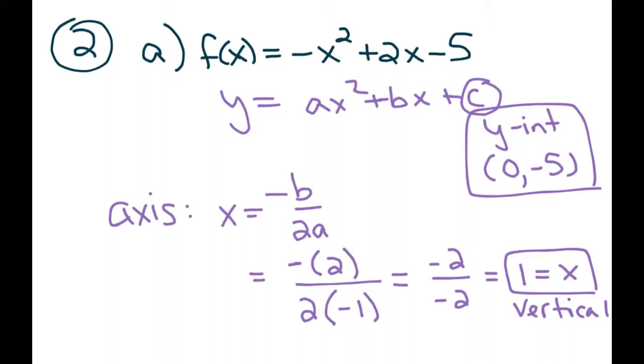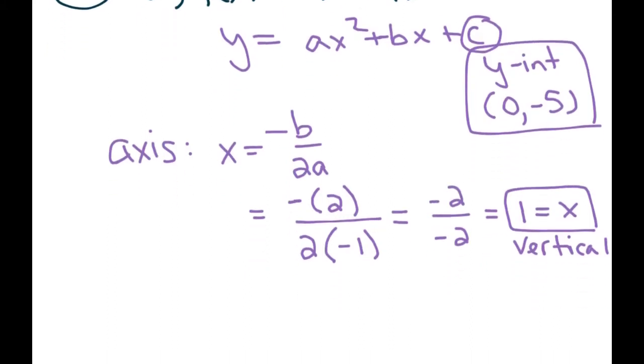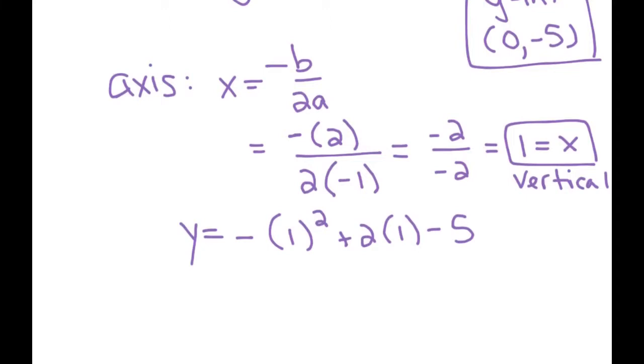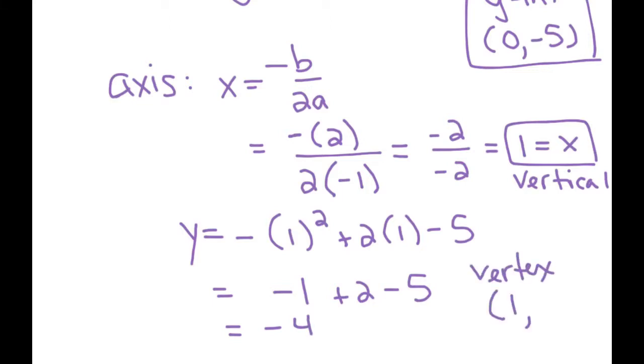So now in order to find the y-coordinate of the vertex, all I have to do is plug 1 back into the original equation. So it's negative 1 squared plus 2 times 1 minus 5, which is going to be negative 1 plus 2 minus 5, which is negative 4. So the vertex is the ordered pair (1, negative 4).